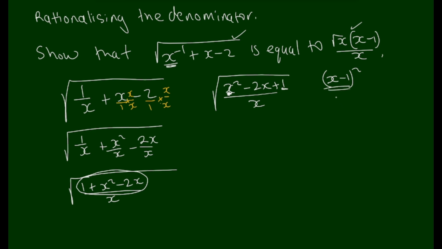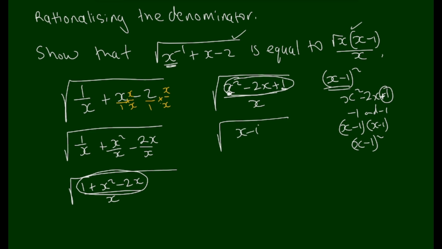Okay, but if you want to do it in the long way, normal way, right? So we have x squared minus 2x plus 1, right? We look for the factors of positive 1 that can give us negative 2. It should be negative 1 and negative 1, isn't it? So it means our bracket should be x minus 1 and then x minus 1, like that. So which is what? Which is x minus 1 squared. So it becomes square root of x minus 1 squared over x, which is the same as square root of x minus 1 squared over square root of x.